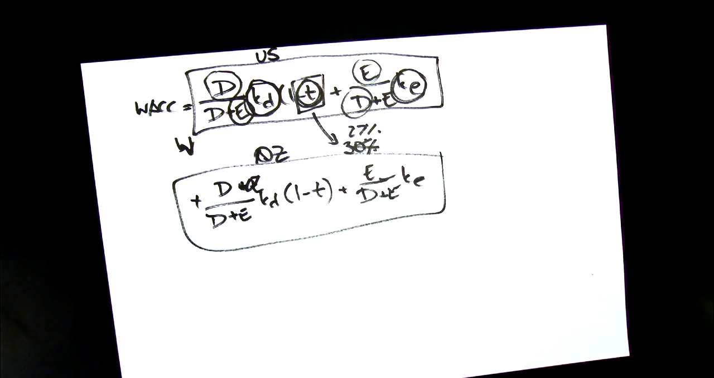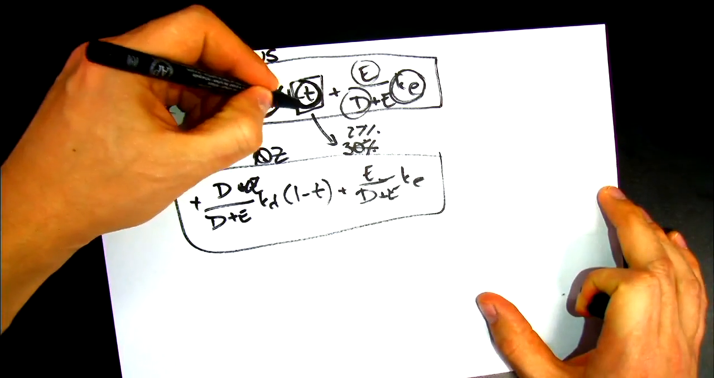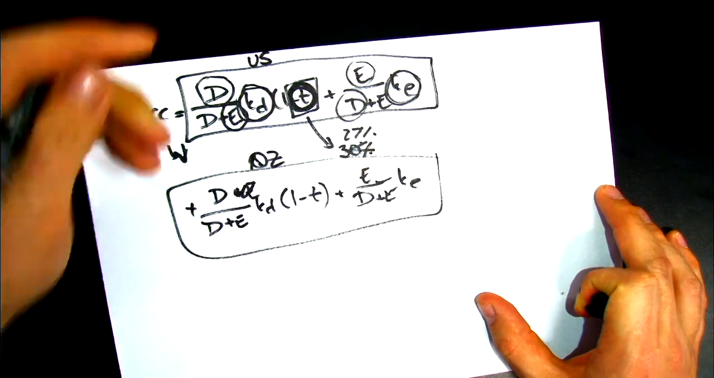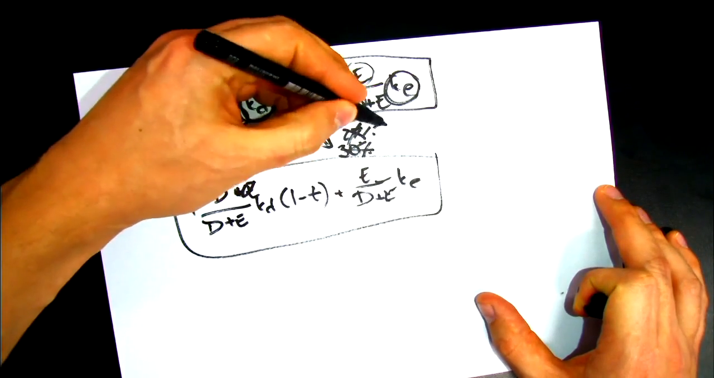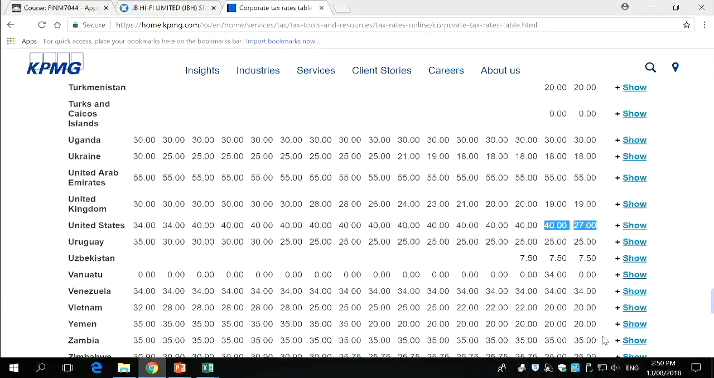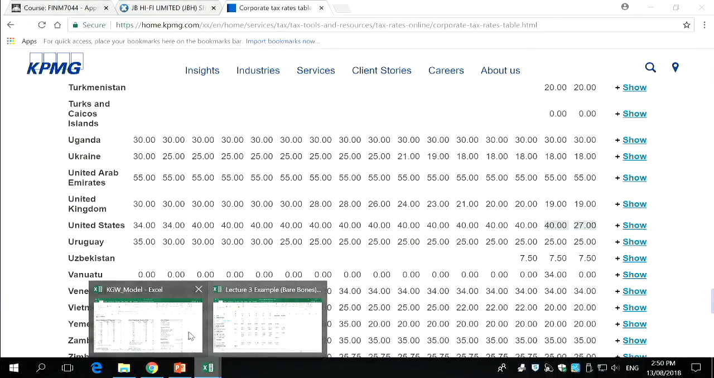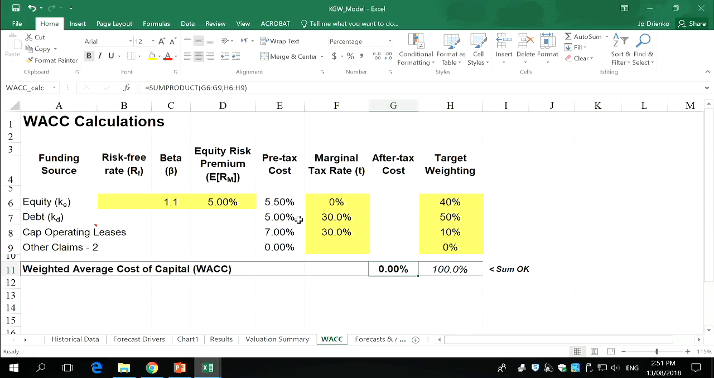Okay, but the first part of the tax is easy, right? 30%. Yeah, 30% here in my WACC. So when we go back to the KGW model here, I think I already did that for you. It's already in the WACC tab, it's already 30%. Yep. So you can leave that alone.